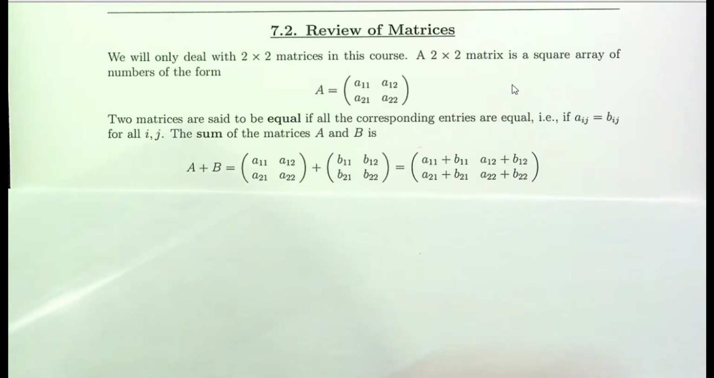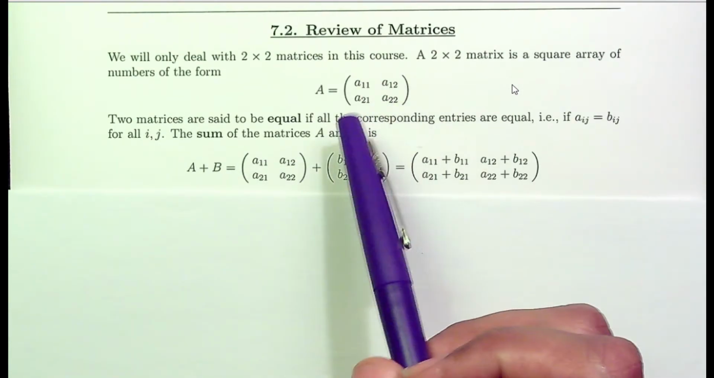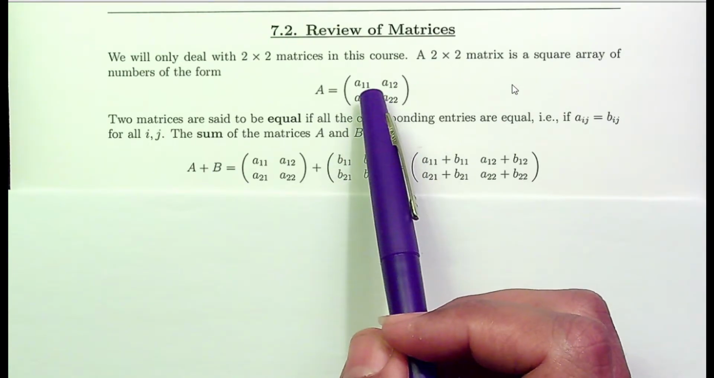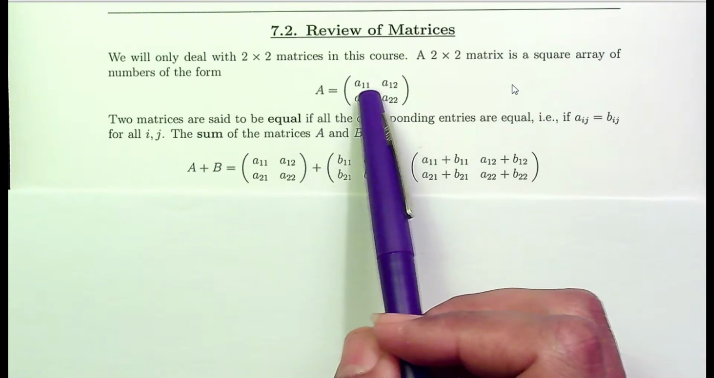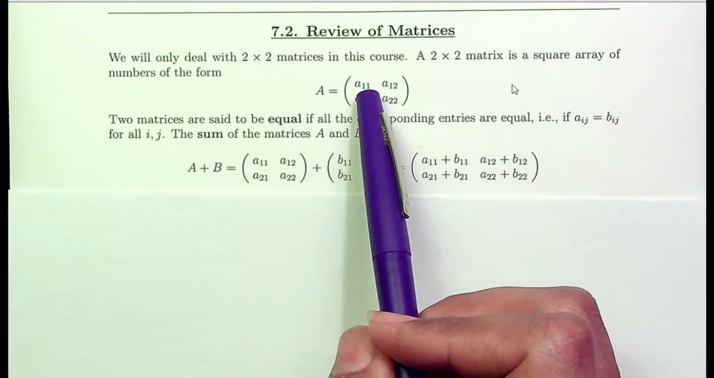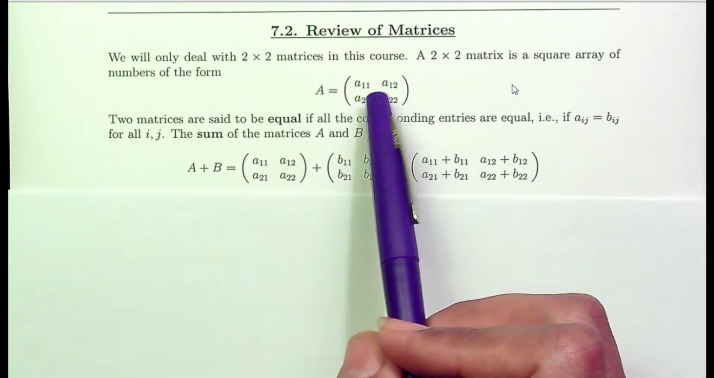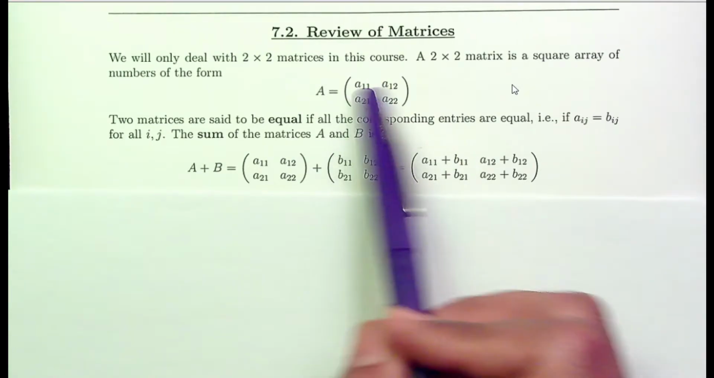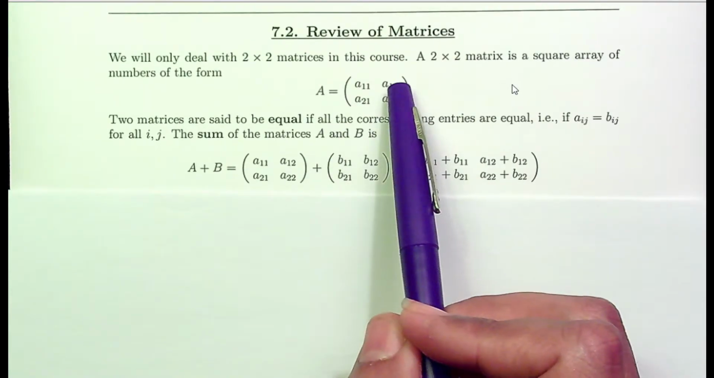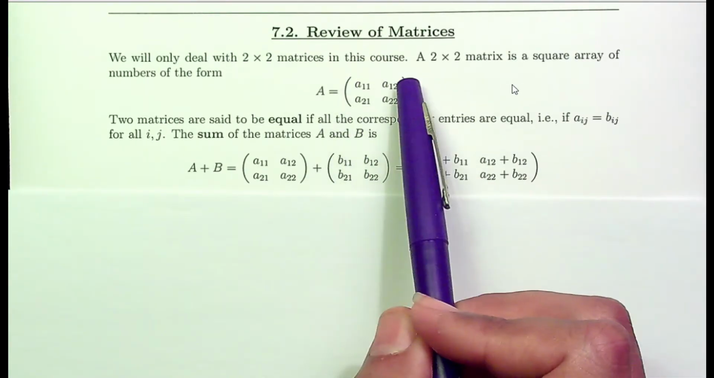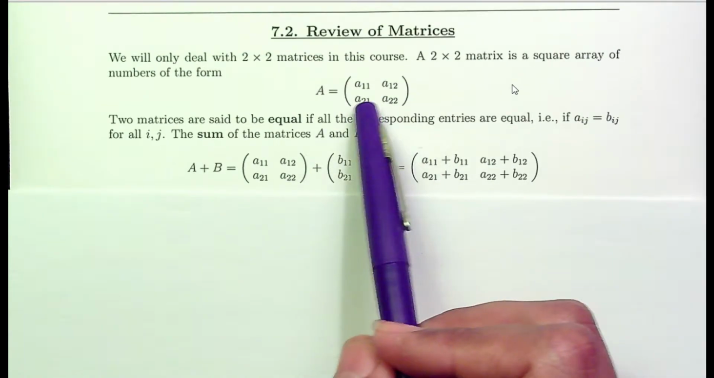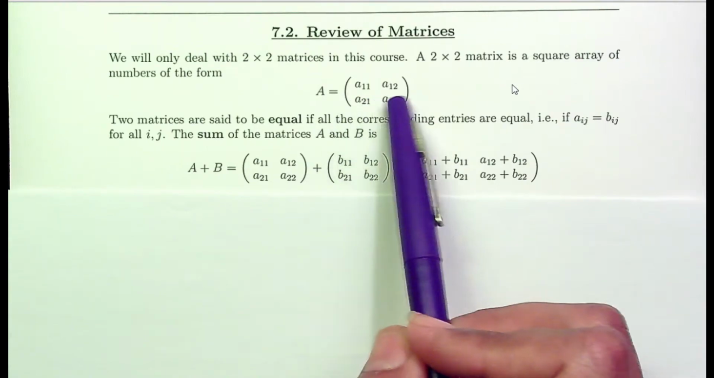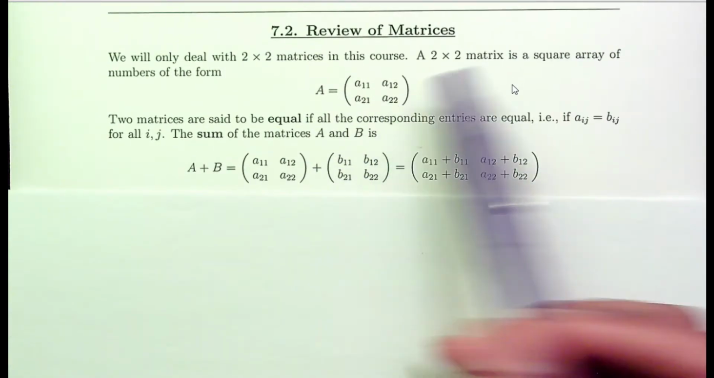And these indices have a particular order. So the first index, so this is not an 11, this is a 1, 1. The first index represents a row, and the second index represents a column. So 1, 1 means first row, first column. This one, 1, 2 means it is on the first row, but in the second column. And A21 is in the second row, but in the first column. And A22, second row, second column.